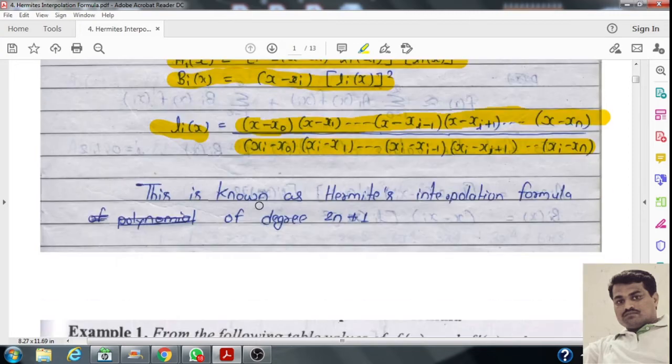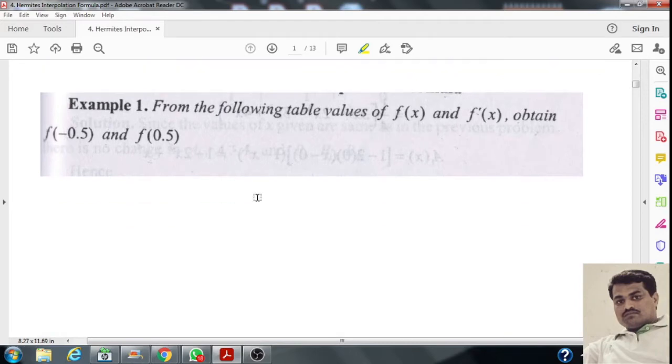Okay, now we go for the examples. This is example number 1. The following table gives the values of f(x) and f'(x). Obtain f(-0.5) and f(0.5). To determine the value of f(x) at x = -0.5 and at x = 0.5, we first find the value of f(x).